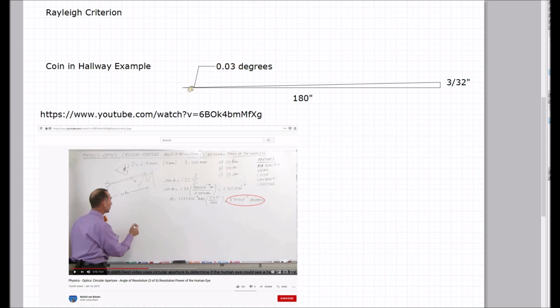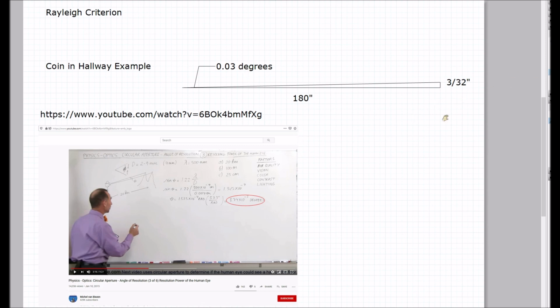So I just brought this up because we can rule out Rayleigh criterion as a reason why that coin disappears at the end of the hallway. We are well within the range where we should be able to see that coin at the end of the hallway. So it's not some kind of Rayleigh criterion effect. That pretty much wraps it up here.